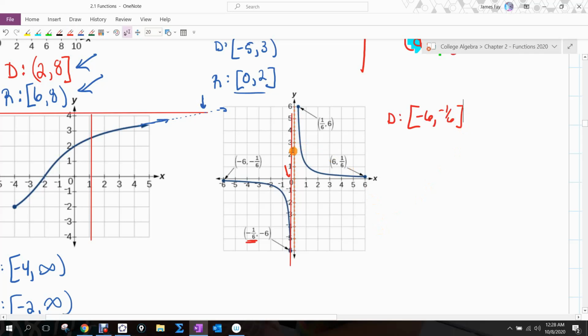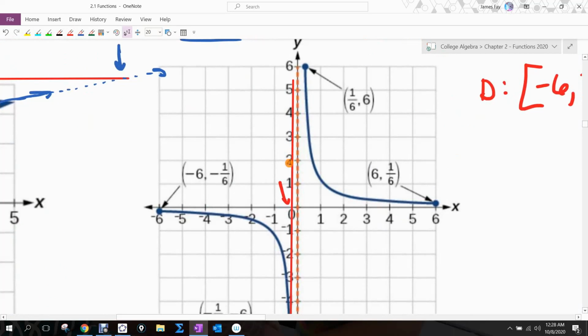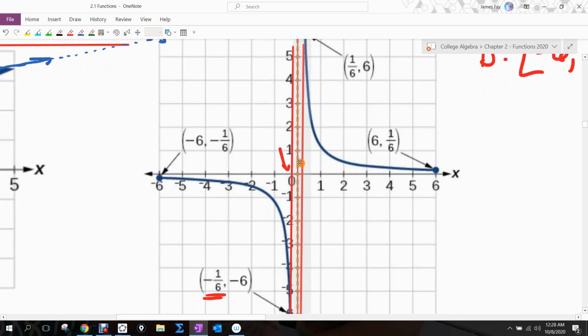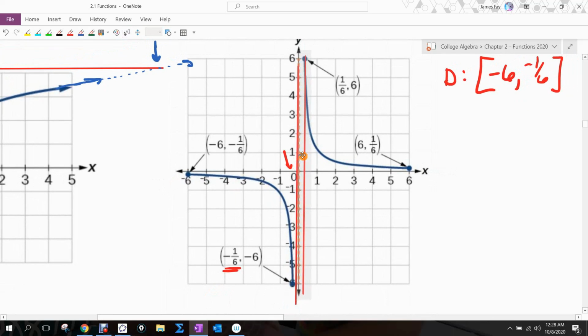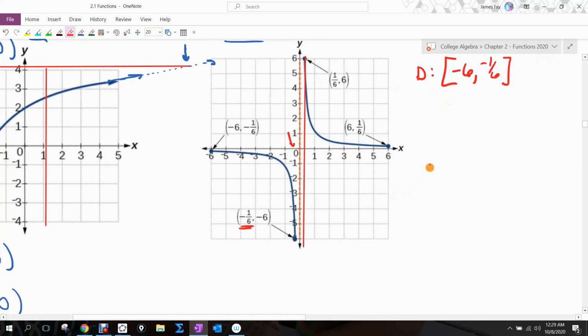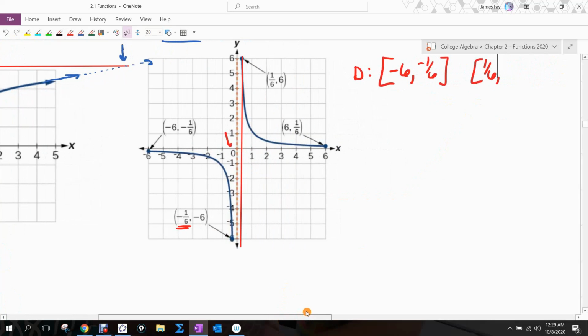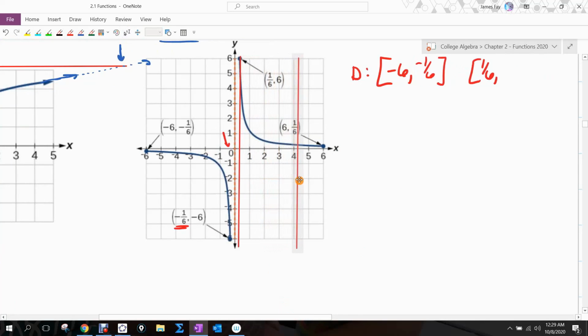Okay. Now, as I take that red line and pass it through this little region right here, I don't come in contact with anything. There are no values defined there. But my domain picks up again when I get to 1/6, because now I'm intersecting this point up here. So I'm going to continue my domain now at 1/6. And I keep passing that through. It'll eventually be the last x value at 6. And if you remember, when we have multiple intervals, we have to union those.